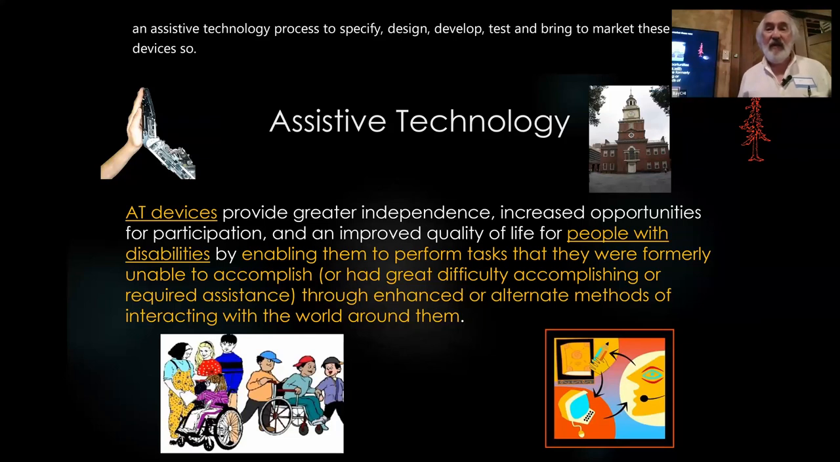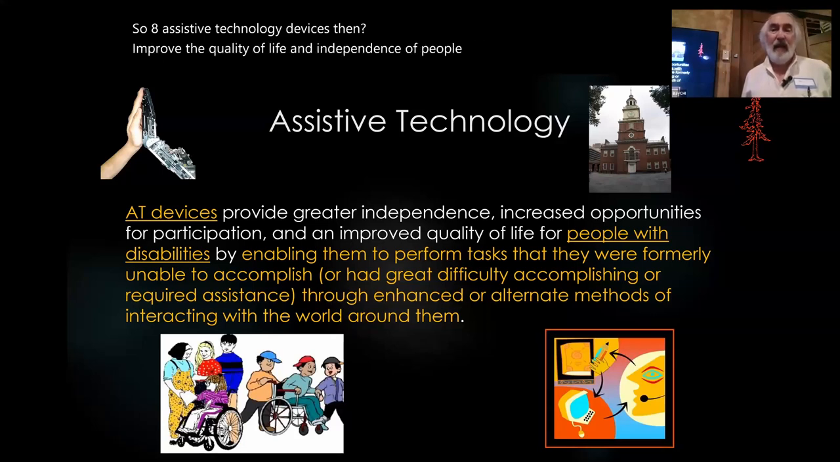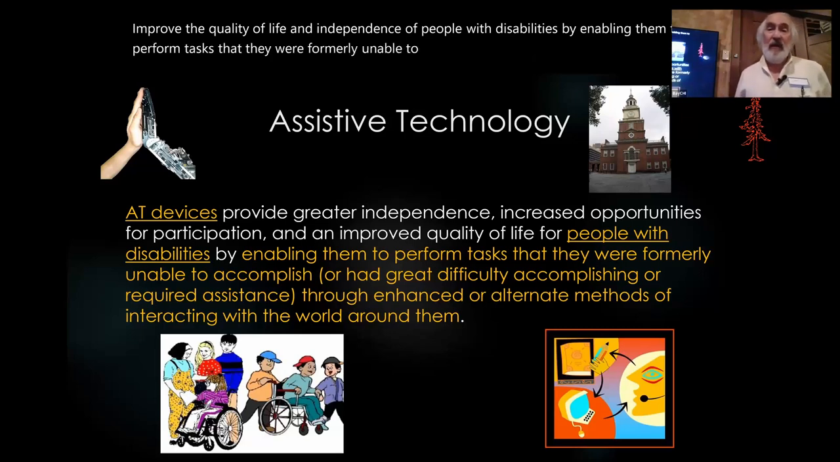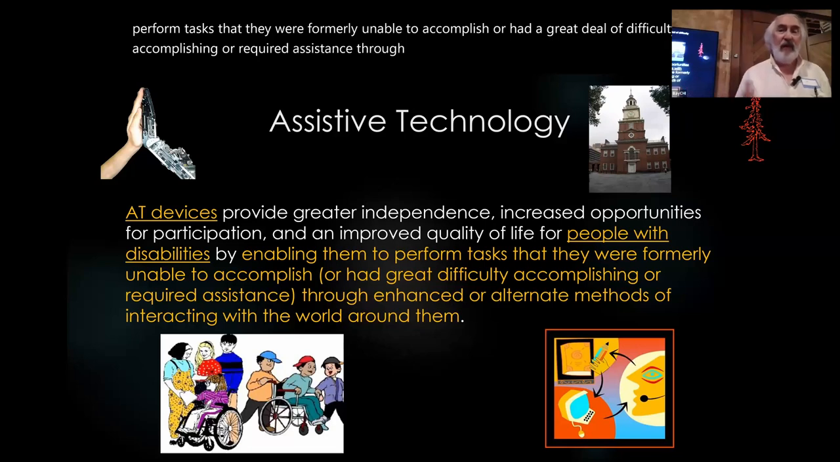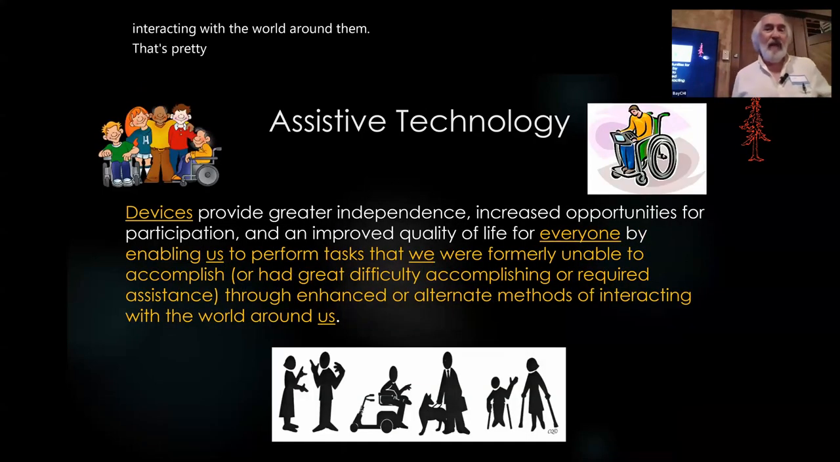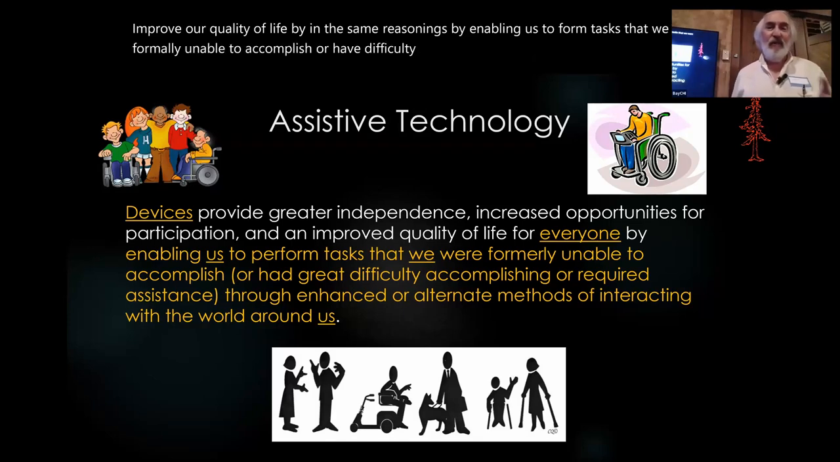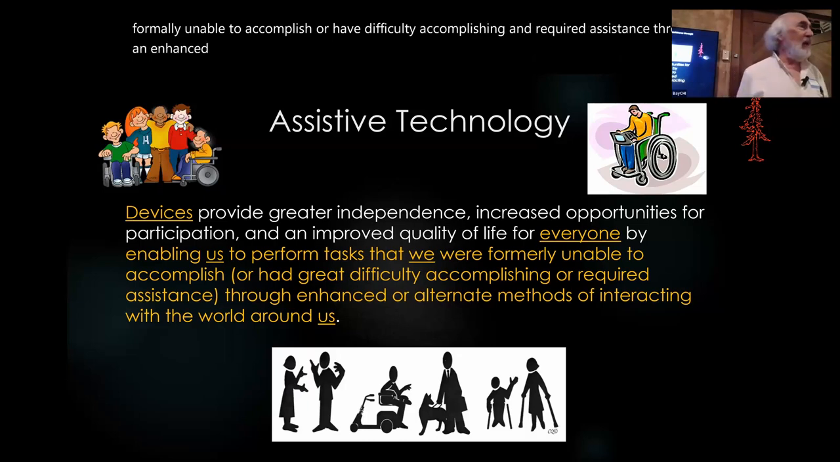So assistive technology devices improve the quality of life and independence of people with disabilities by enabling them to perform tasks that they were formerly unable to accomplish or had a great deal of difficulty accomplishing or required assistance with, through an enhanced or alternate method of interacting with the world around them. That's pretty straightforward. But I realized that the devices that we use improve our quality of life by the same reasoning, by enabling us to perform tasks that we were formerly unable to accomplish or had difficulty accomplishing or required assistance with, through an enhanced or alternate means of interacting with the world around us.